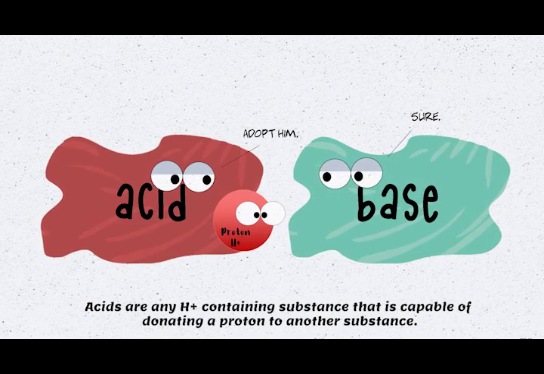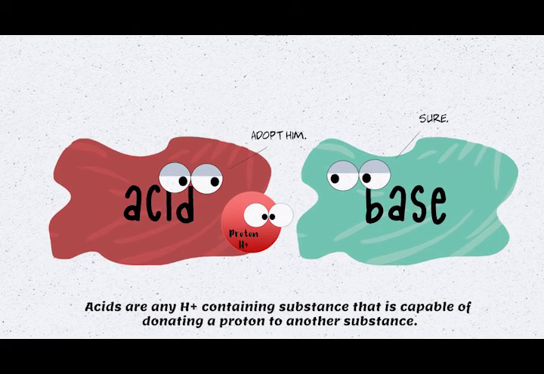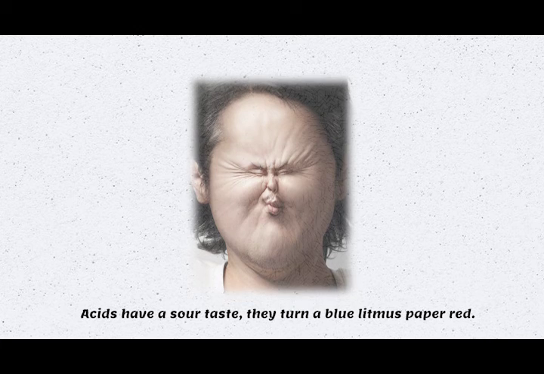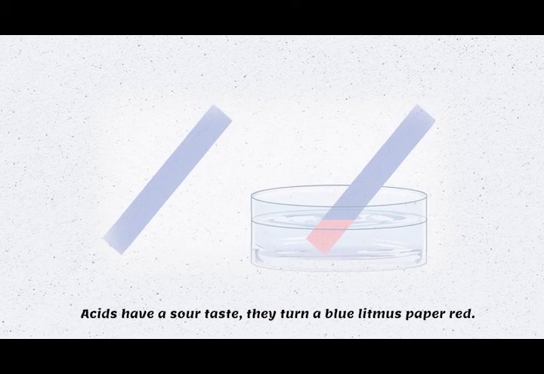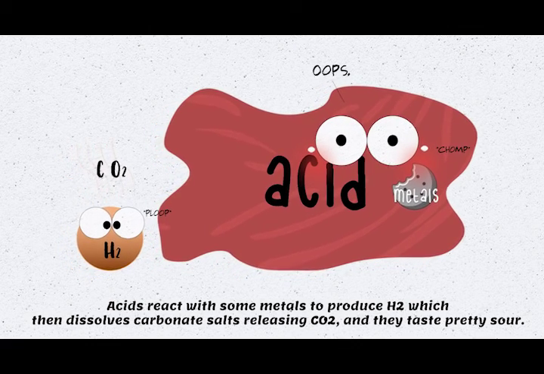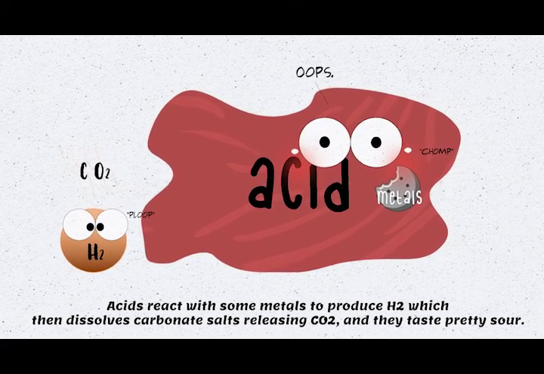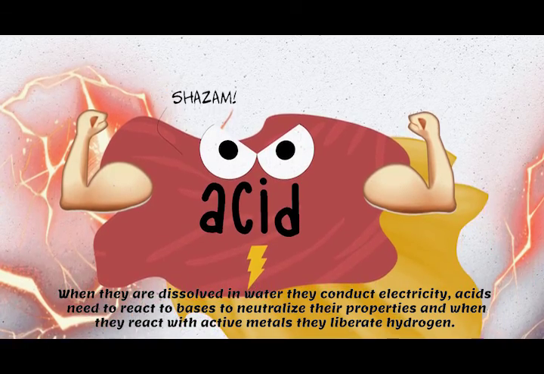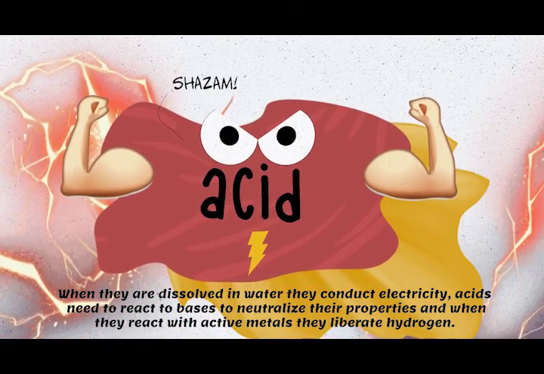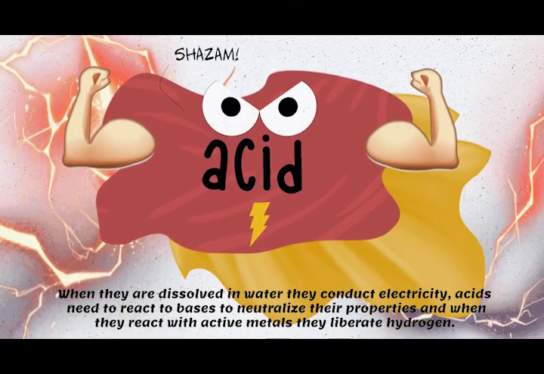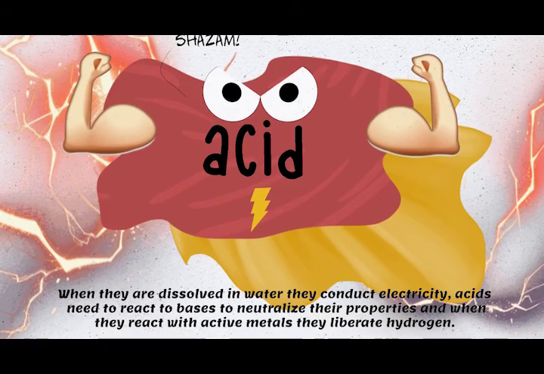Acids are any H+ containing substance that is capable of donating a proton to another substance. Acids have a sour taste and turn blue litmus paper red. Acids react with some metals to produce H2, which then dissolves carbonate salts, releasing CO2, and they taste pretty sour. When they are dissolved in water, they conduct electricity. Acids need to react with bases to neutralize their properties, and when they react with active metals, they liberate hydrogen.